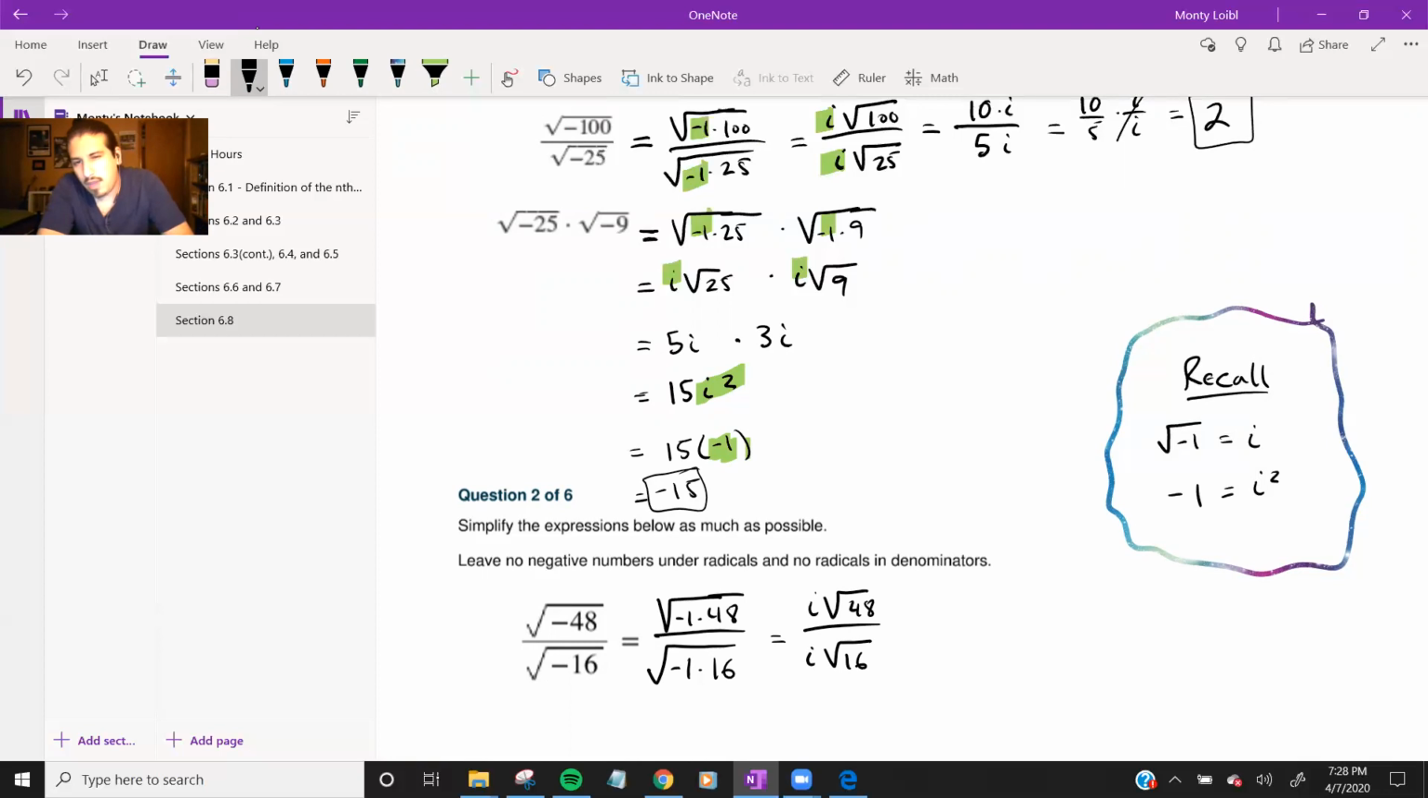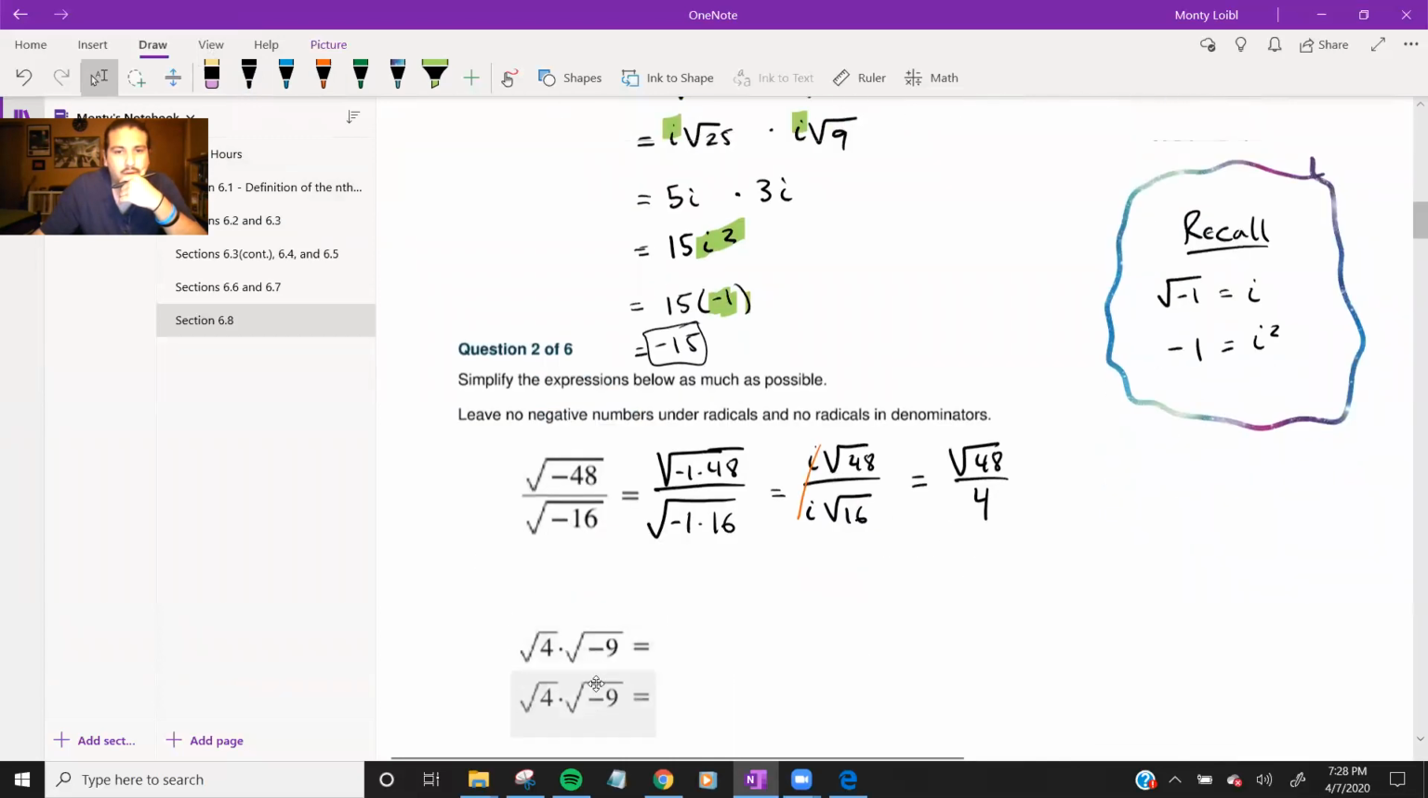So in this case, I'll probably just evaluate them separately so we can see it worked that way. So your i's divide out, right? i over i. And the square root of 16 is 4, right? So now we have to simplify 48. We need to reduce that. So let's do that real quick. Here's our next example.